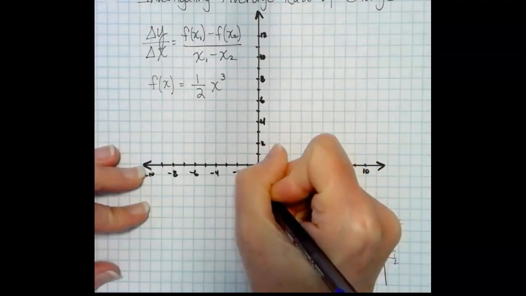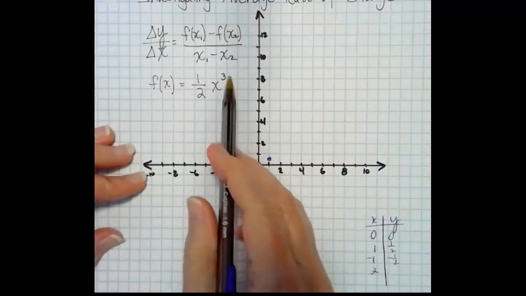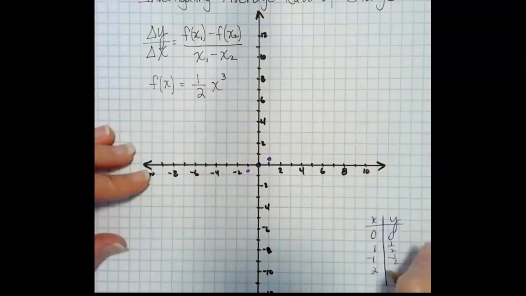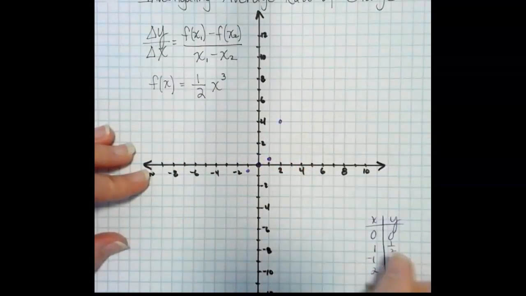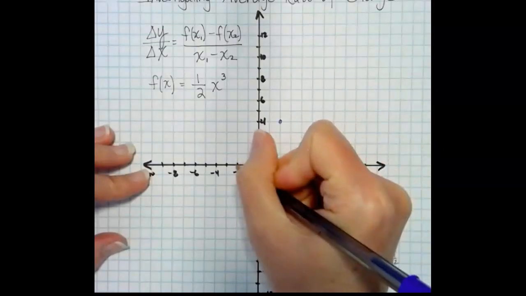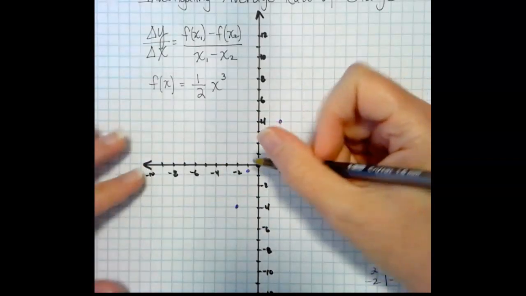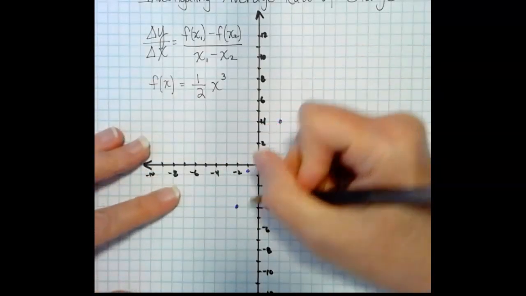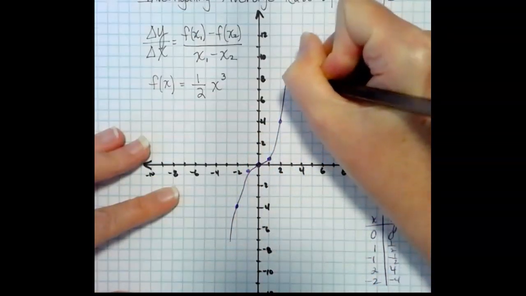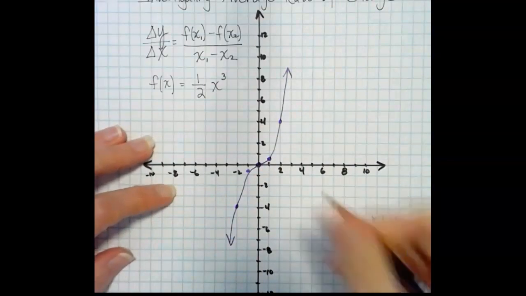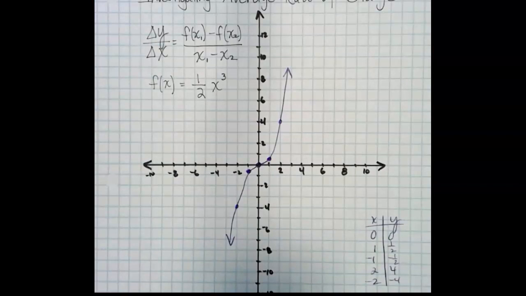So back 1, down 1/2. If we put in 2, let's see, 2 cubed is 8, half of 8 is 4, over 2 up 4. If we put in a -2, we will get a -4. So basically, we've got enough information here. We can graph this now. So we have this nice, smooth curve. Now what I want us to look at is 2 different slices, 2 different secant lines.